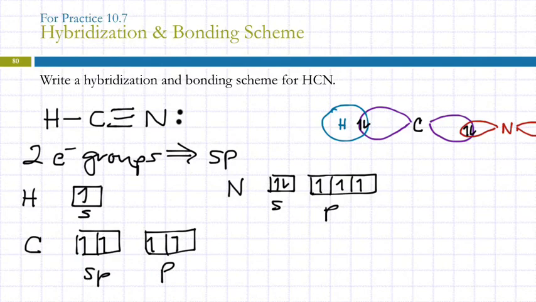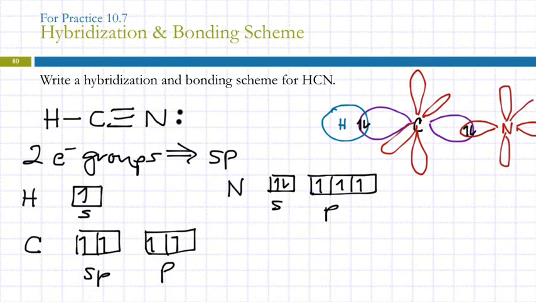So we got to draw the p orbitals. So we got a p orbital going up and down. That's 1 orbital. And then we've got one going in and out of the screen. And for nitrogen, it's got a p orbital going up and down, and one going in and out of the screen. Use your imagination. So there's one electron here, and there's an electron here, and an electron here, and one here.